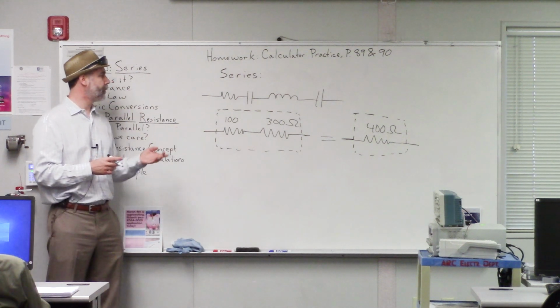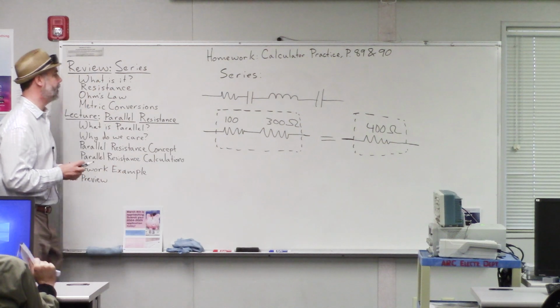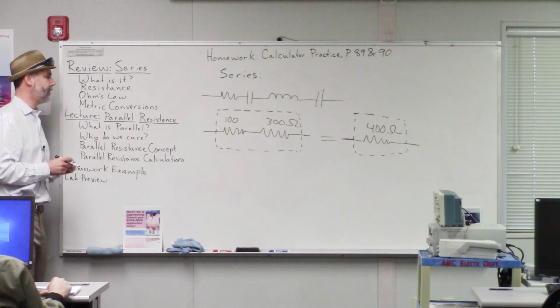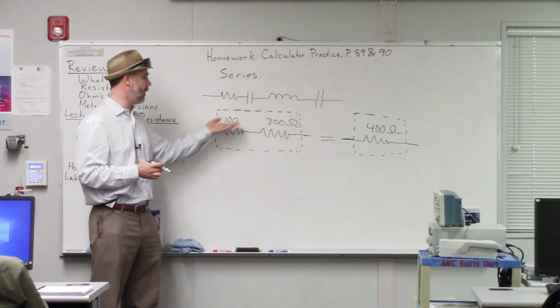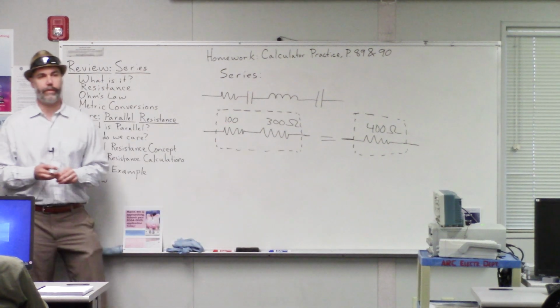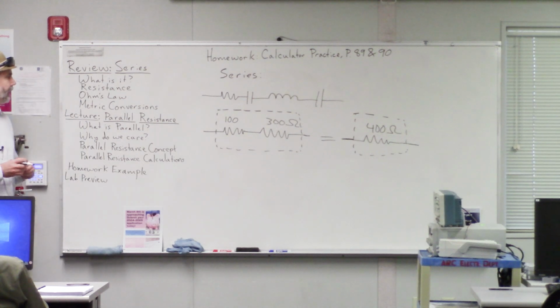So that's how we calculate resistance in series. The equivalent resistance is the sum of the individual resistances. So any questions about that?